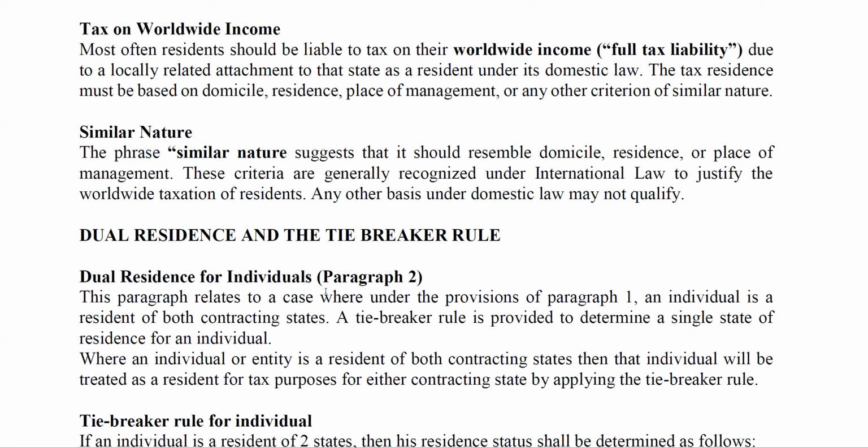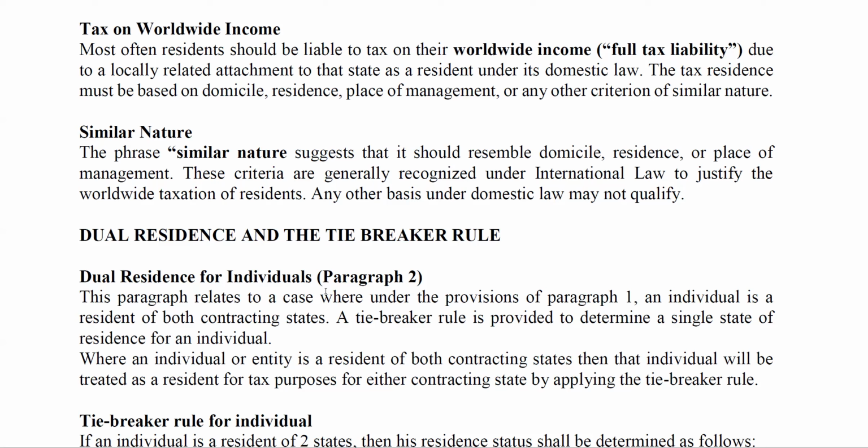Most often residents should be liable to tax on their worldwide income, which is their full tax liability. So due to a locally related attachment to that state as a resident under its domestic law, the tax residence must be based on domicile, residence, place of management, or any other criteria of similar nature.